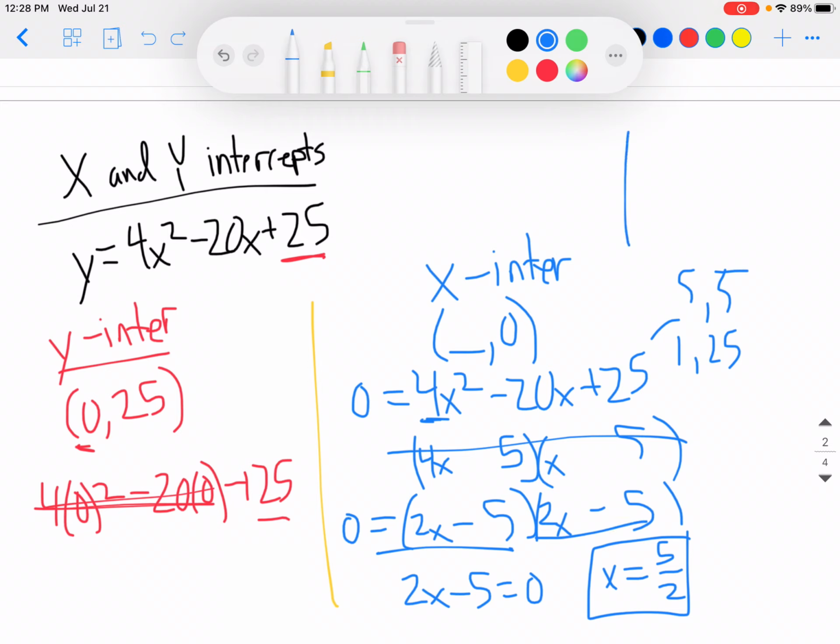And so what that means is that the graph looks something like this right here. Kind of just comes down, kisses the x-axis, and goes back up. And that's how we find the x and y intercepts.